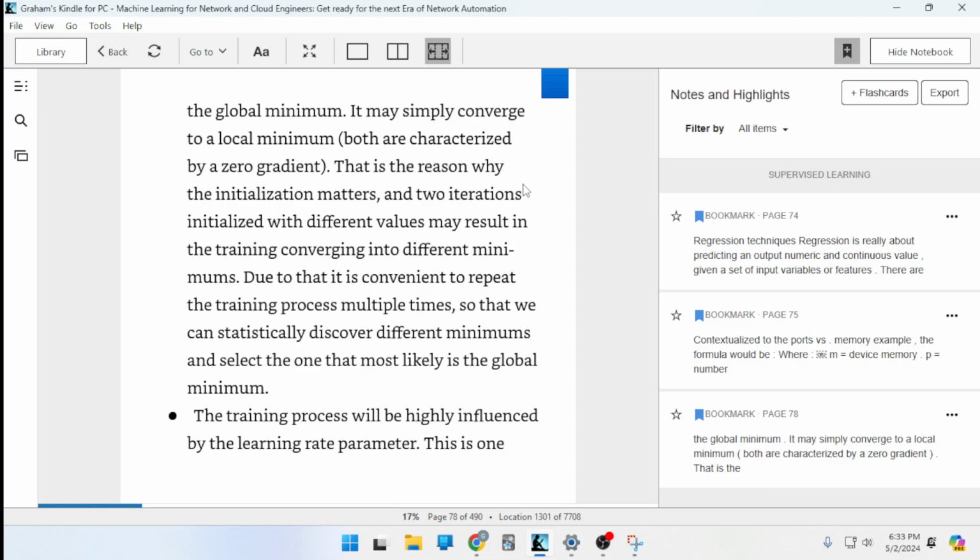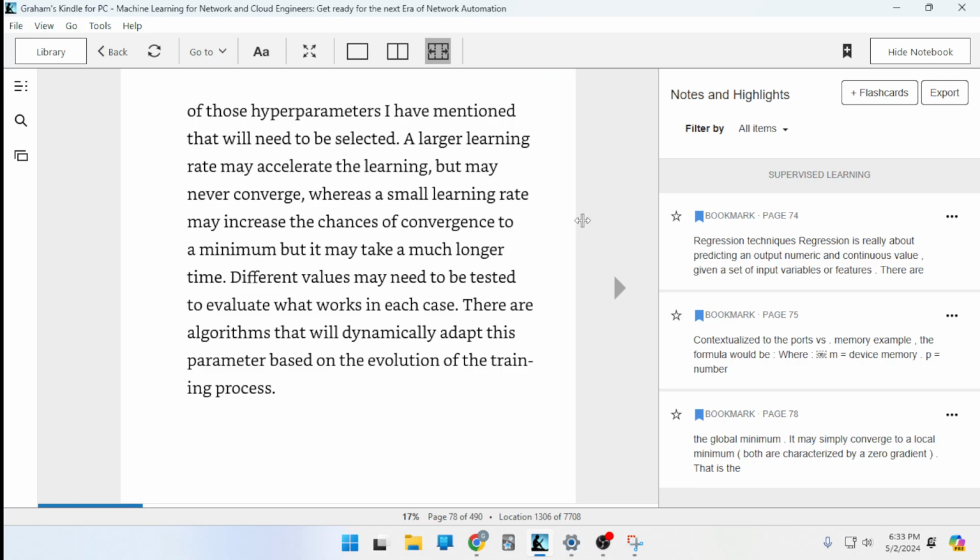So due to that, it's convenient to repeat the training process multiple times so that we can statistically discover different minimums and select the one that most likely is the global minimum. The training process will be highly influenced by the learning rate parameter. This is one of those hyperparameters I have mentioned that will need to be selected. A larger learning rate may accelerate the learning, but may never converge, whereas a small learning rate may increase the chances of convergence to a minimum, but it may take a much longer time. Different values may need to be tested to evaluate what works in each case.